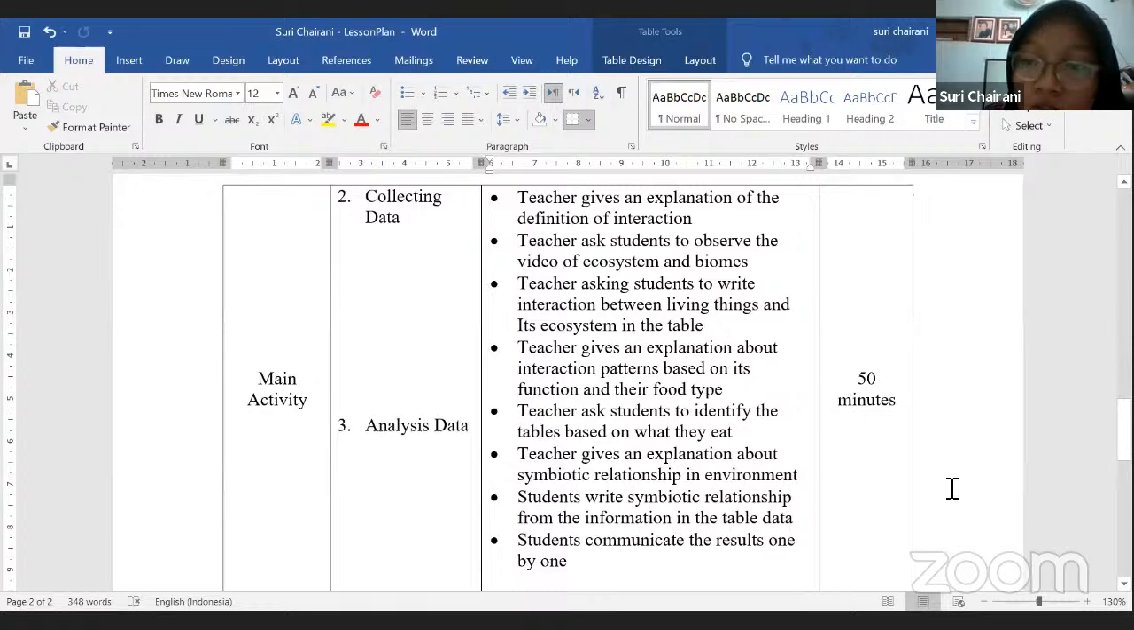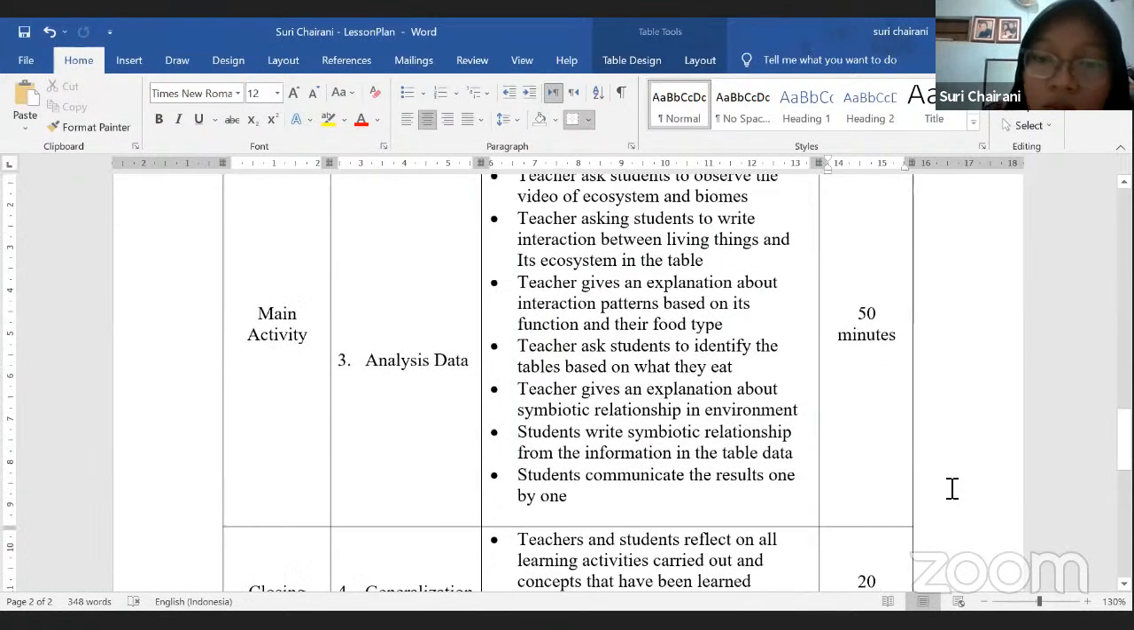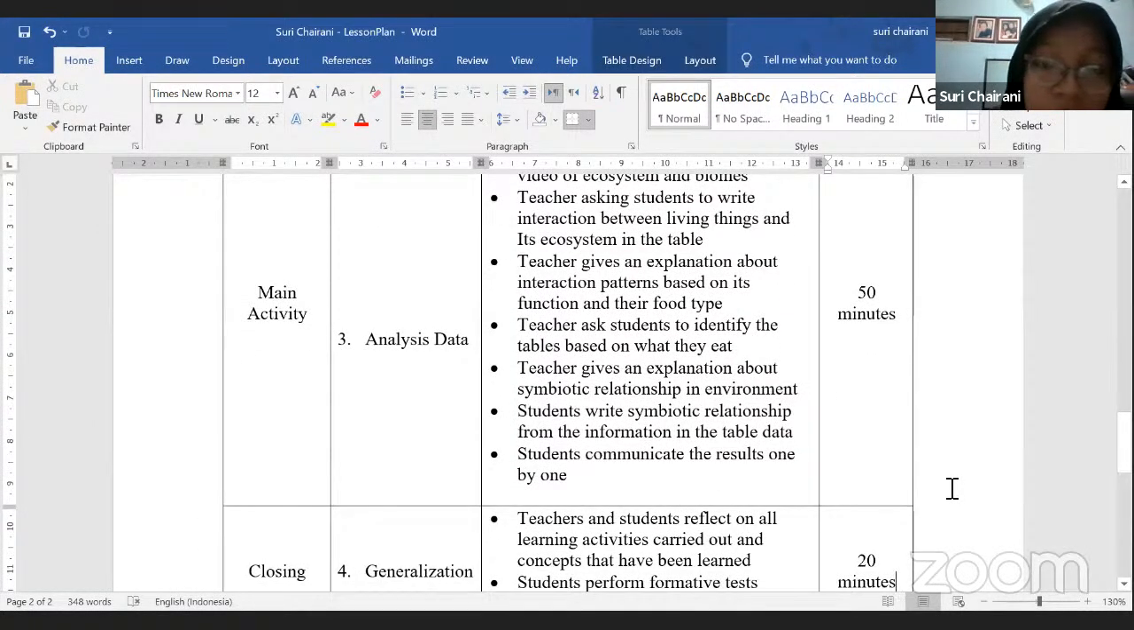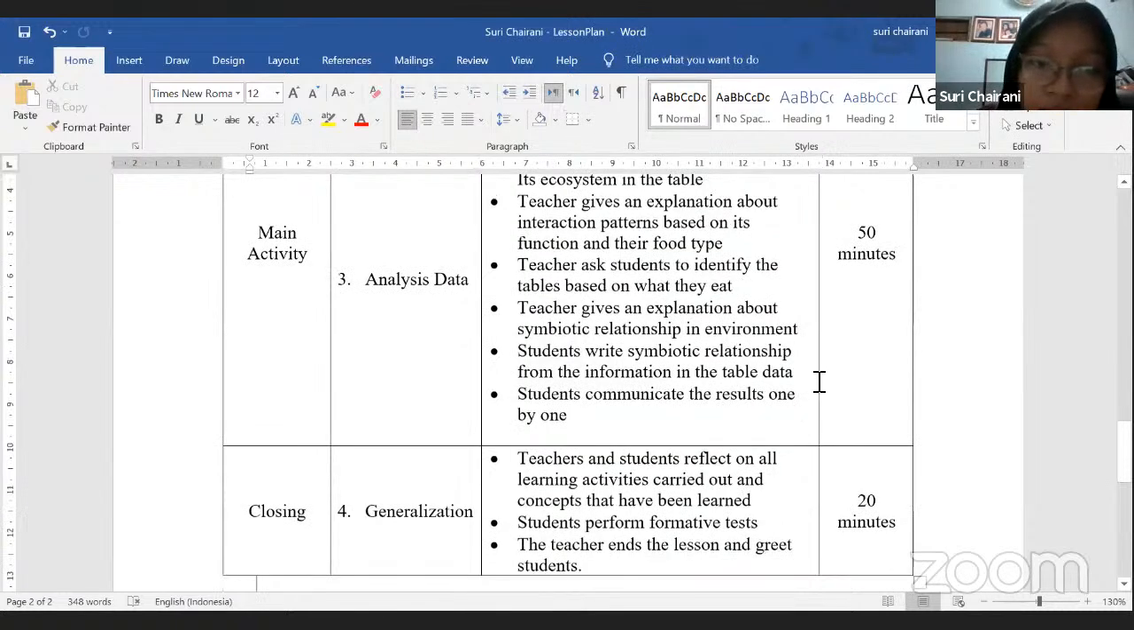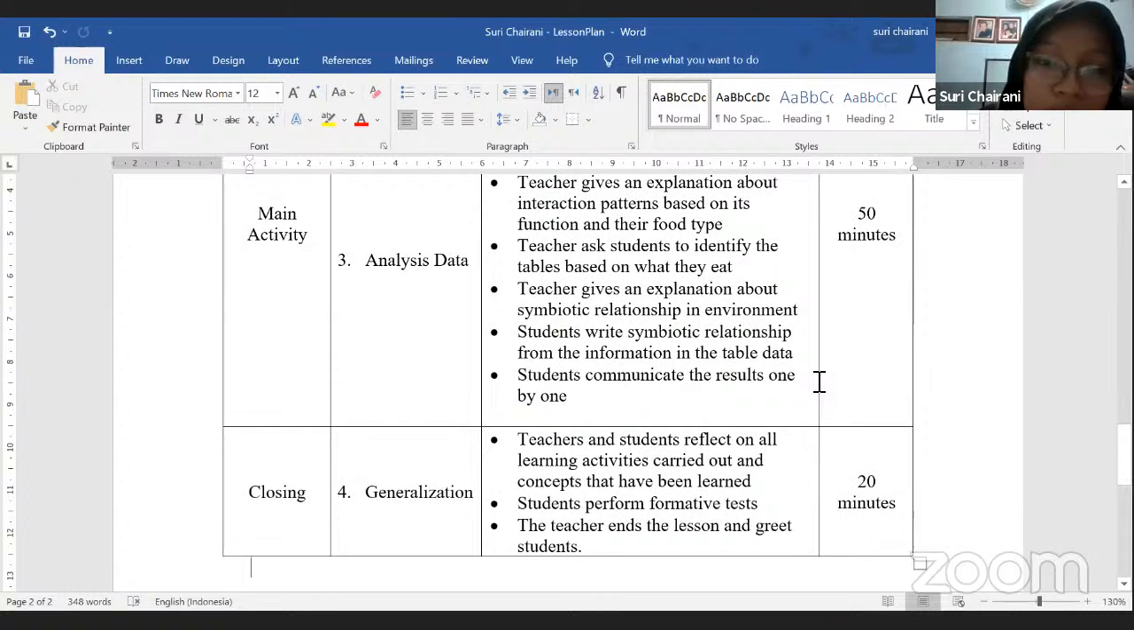After that, the students communicate the results one by one. That is included in analyzing the data in the main activity. And then for the closing, students perform the formative test before the teacher closes the lesson. So that is my lesson plan for the interaction. And then I will change to the media first.